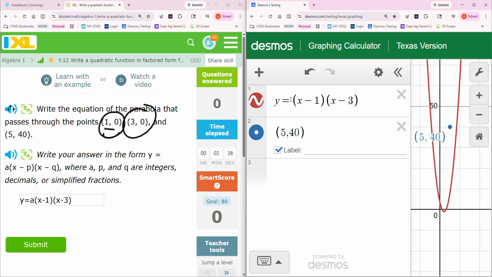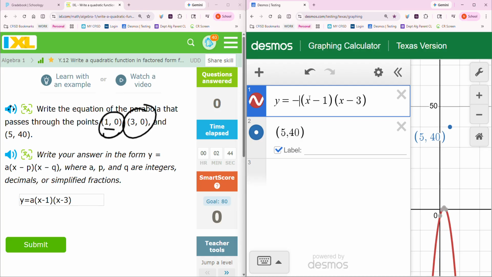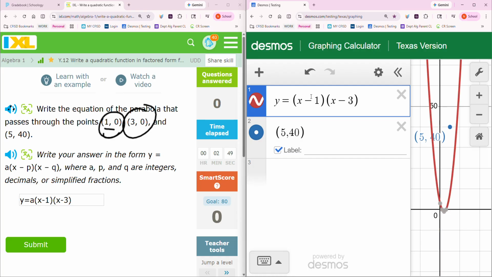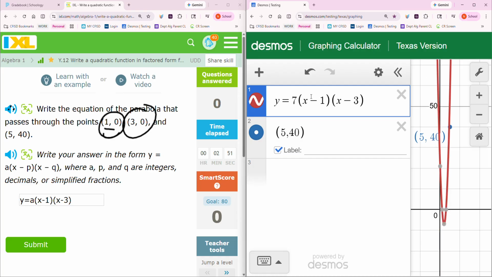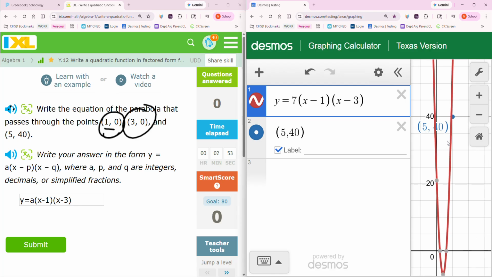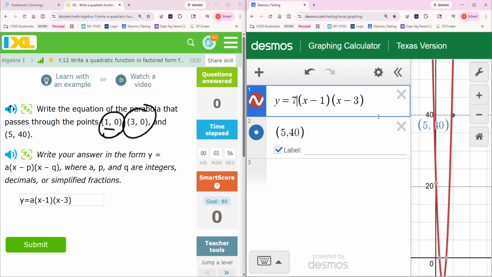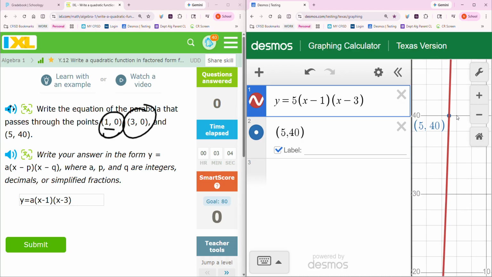I'm going to try some things in terms of our problem. I'm going to see if maybe it's better if I make it negative, and let's see if I make it 7. Okay, that's pushing it out, so let's try it being positive. I put 7, that makes it too narrow, it's inside that point, so let's try 6. 6 looks closer. Let's try 5. 5 looks like it is the perfect intersection of that point, which it is. So my a value here is 5.